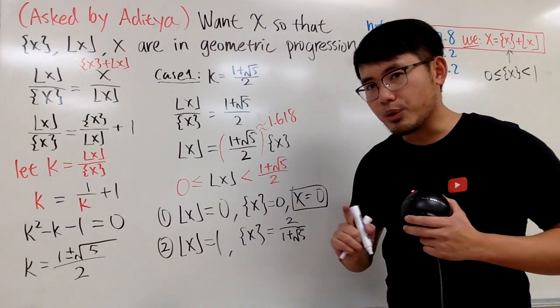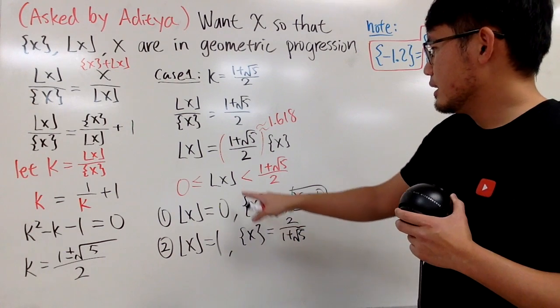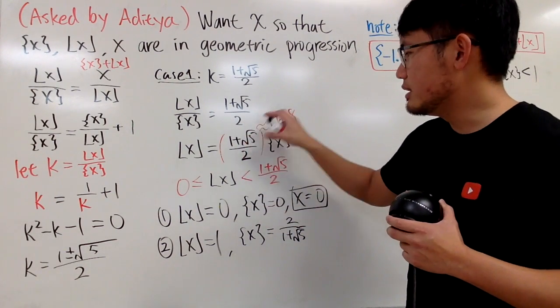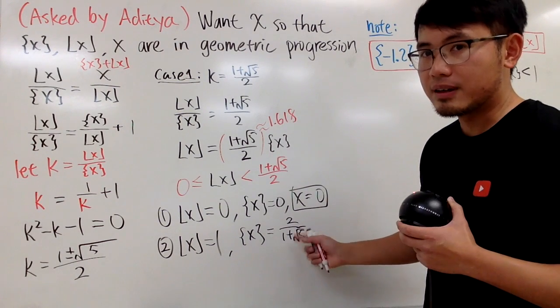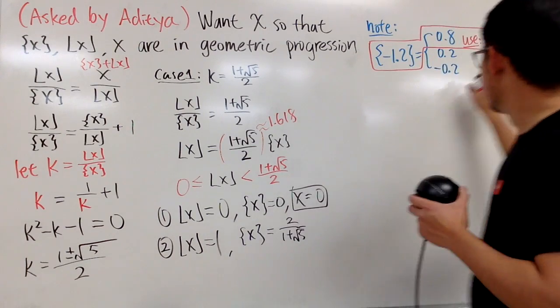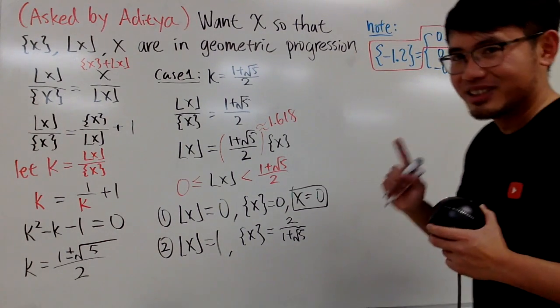And one little thing for you guys. This right here is bigger than 1. So when you do the reciprocal, this is going to be less than 1. In fact, this is about 0.618. So it satisfies this inequality right here. So it works, it's legit.